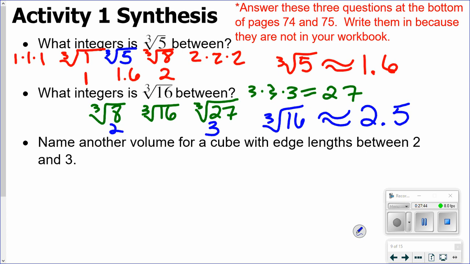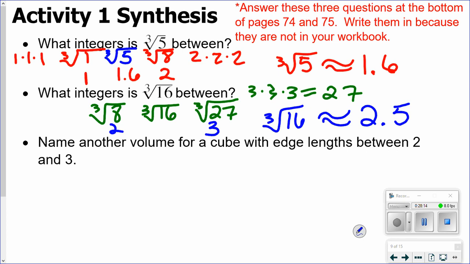Okay. The third question asks you to name another volume for a cube with edge lengths between 2 and 3. So think about what other numbers besides the cube root of 16 could be an edge length for the volume. That would fall between essentially 8 and 27 is what you're looking at. So we could list numbers like the cube root of 9, the cube root of 10, the cube root of 11, the cube root of 12, on and on, or even the cube root of 26.